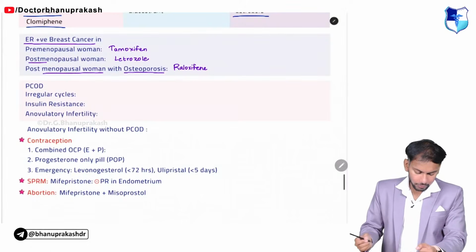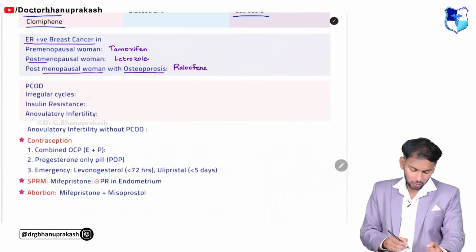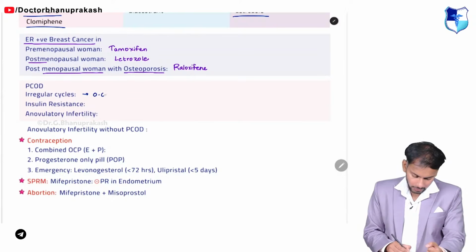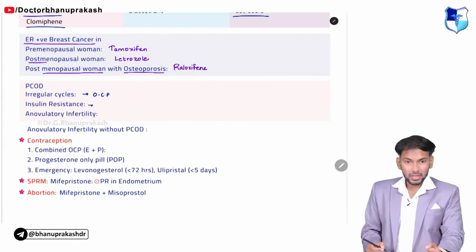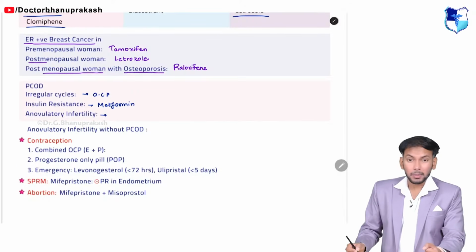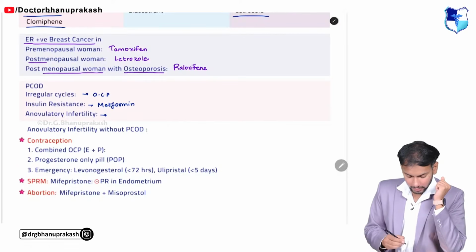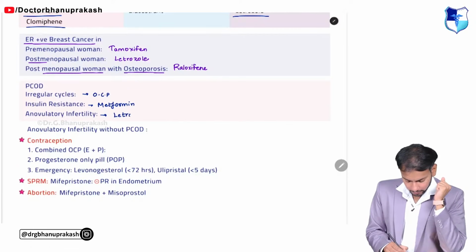Okay. Now, coming to PCOD. PCOD, the woman has irregular cycles. The drug of choice for irregular cycles are OCP. She will also have insulin resistance. The drug of choice is metformin. She will also have anovulatory cycles. Because of this, it will cause infertility. Now, which drug will you use here? It is supposed to be letrozole.